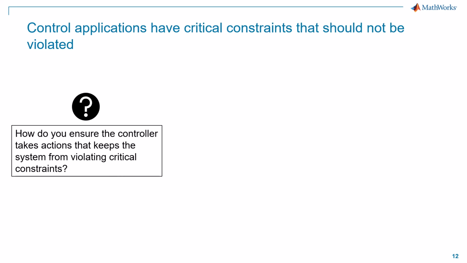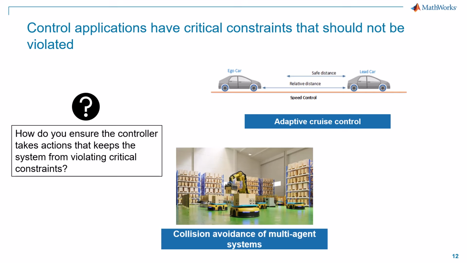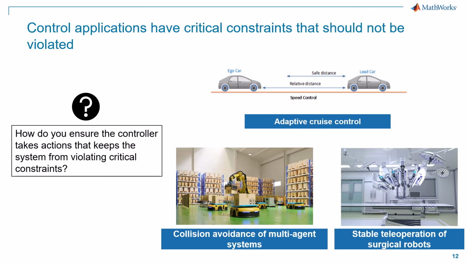Let's look at some scenarios. In an adaptive cruise control application for cars, the controller must maintain a minimum distance from the lead car. In robotic warehouses, hundreds of mobile robots carrying packages need to move around the floor while maintaining a minimum distance from each other to avoid collisions. In surgical robotics, the remote operator's commands must always result in a stable motion of the robot arm to guarantee patient safety.